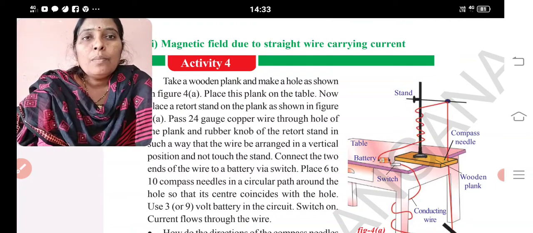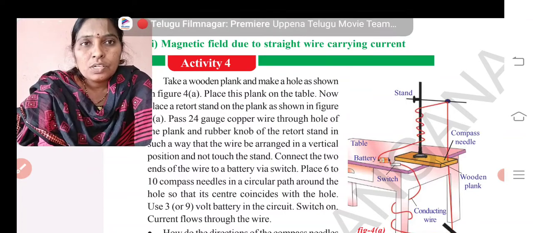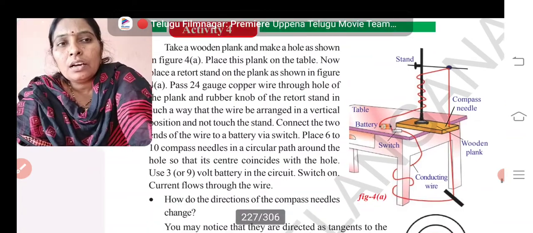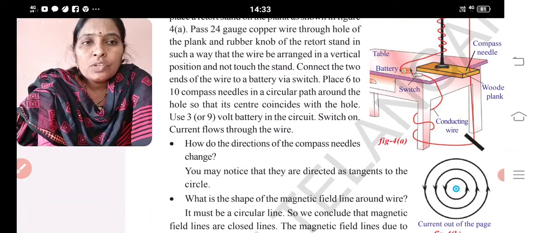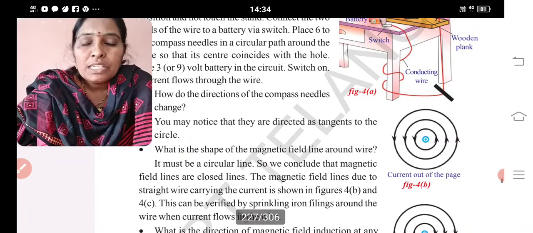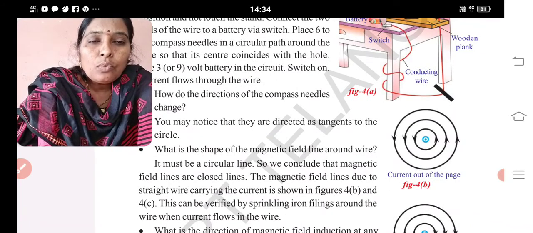Here also, we pass the current through a straight current carrying wire. The wire should be straight, so it is said to be a straight wire carrying current. Then how will be the field around that? What is the shape of the magnetic field around the wire? It must be circular. So we conclude that magnetic lines are closed lines.